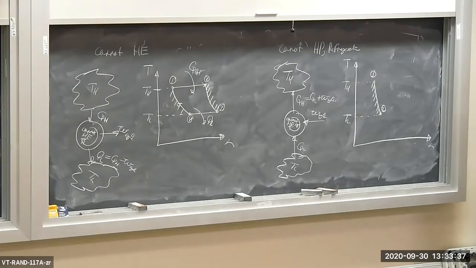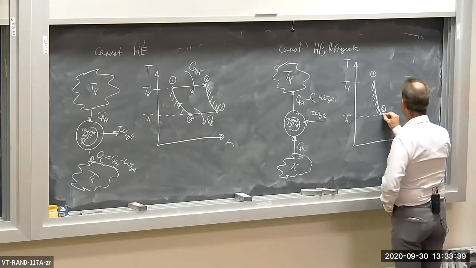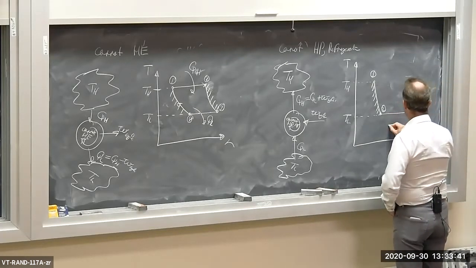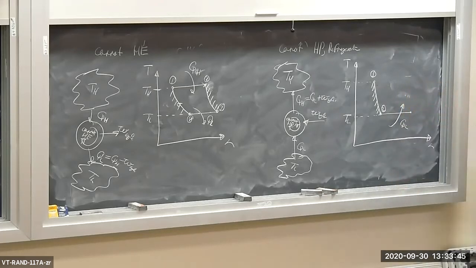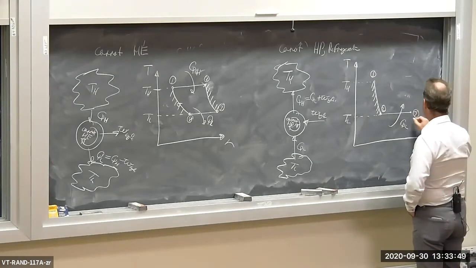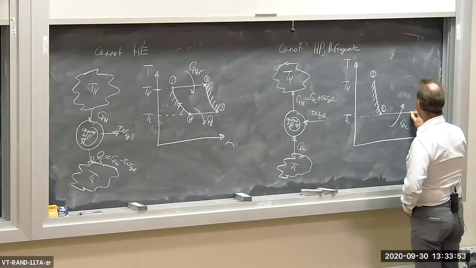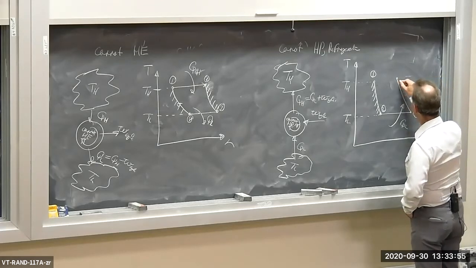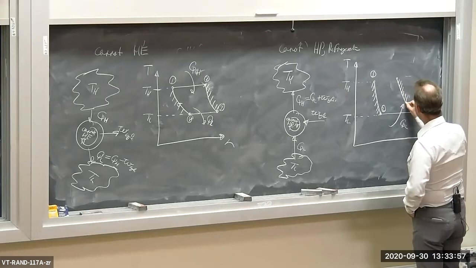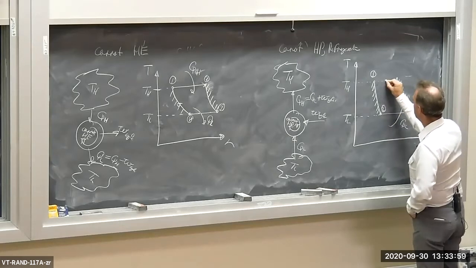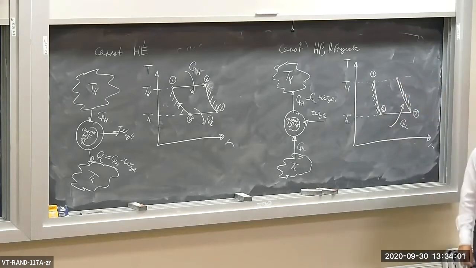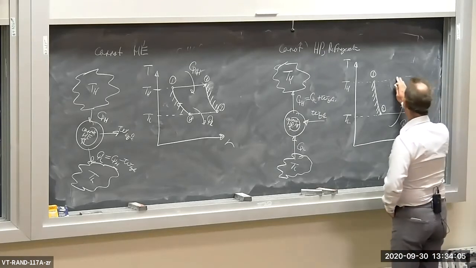We now expand the working fluid isothermally, receiving QL from the low temperature reservoir. So that's expansion from state 2 to state 3. Then we have adiabatic compression up to the high temperature, reservoir temperature, TH. And then we finish off the cycle.